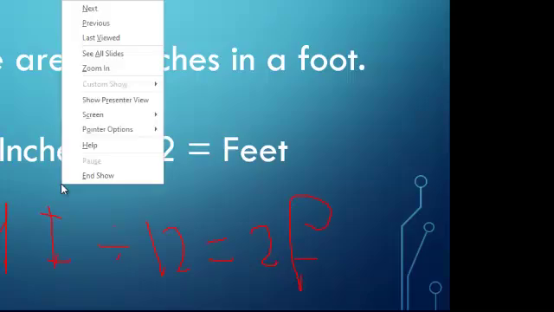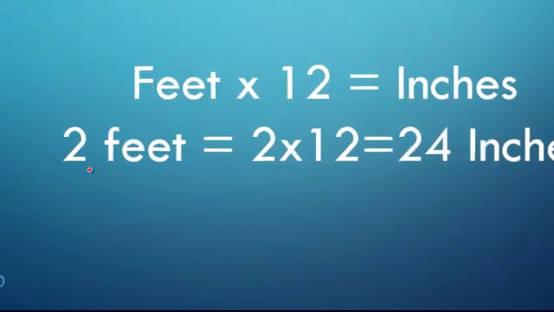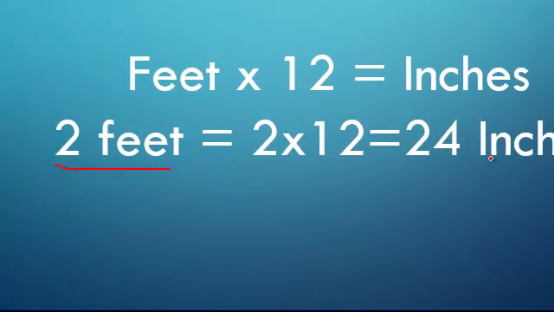Okay? From feet to inch is the reverse operation, so I'm going to multiply. Always know that from greatest to smallest, I'll multiply. From smallest to greatest, I'll divide. So if I have 2 feet and I want to find it in inches, I'll multiply this 2 by 12, and that will give us 24 inches.